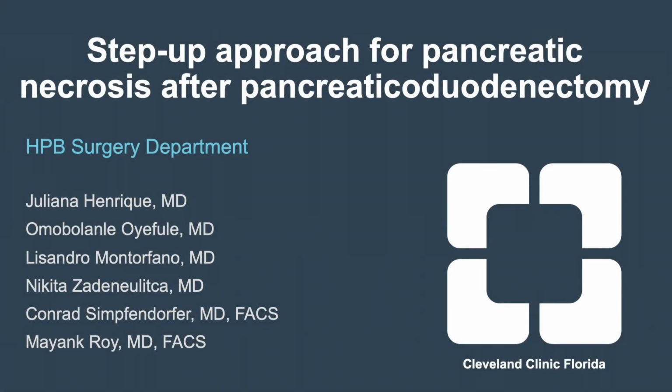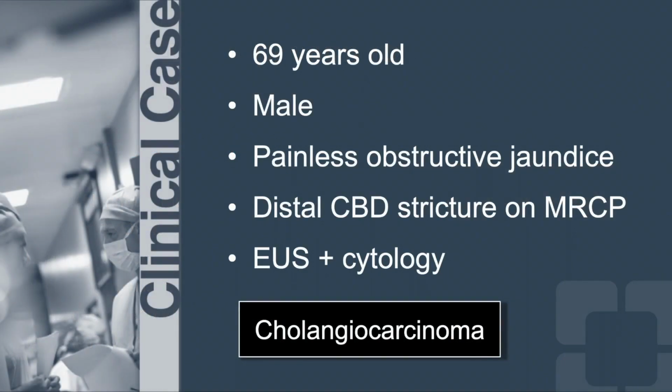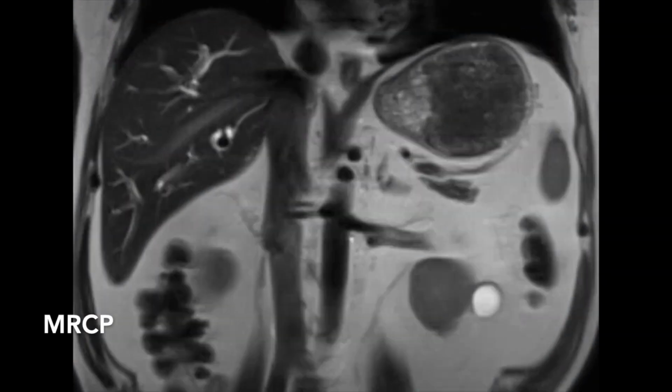This video describes the step-up approach for using the video-assisted retroperitoneal drainage for pancreatic necrosis after pancreaticoduodenectomy. This is a case of a 69-year-old male who presented with a 2-week history of painless obstructive jaundice.